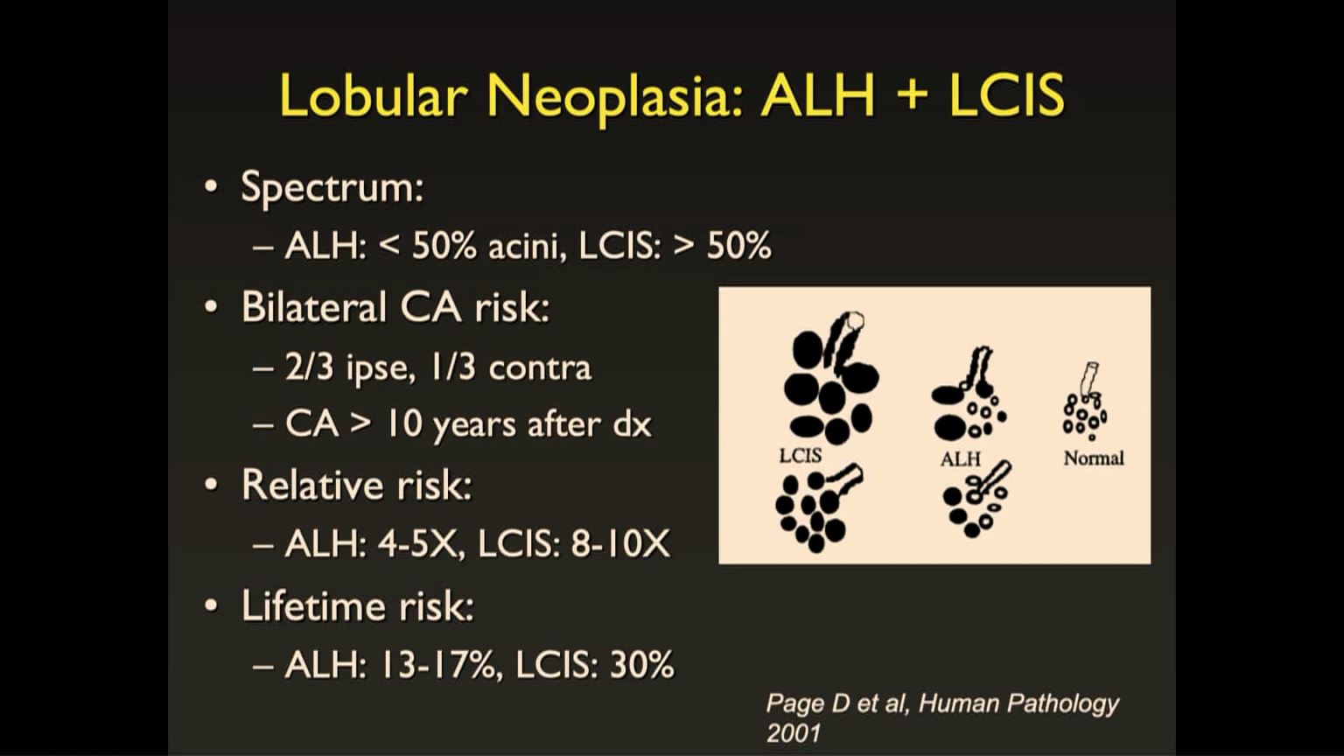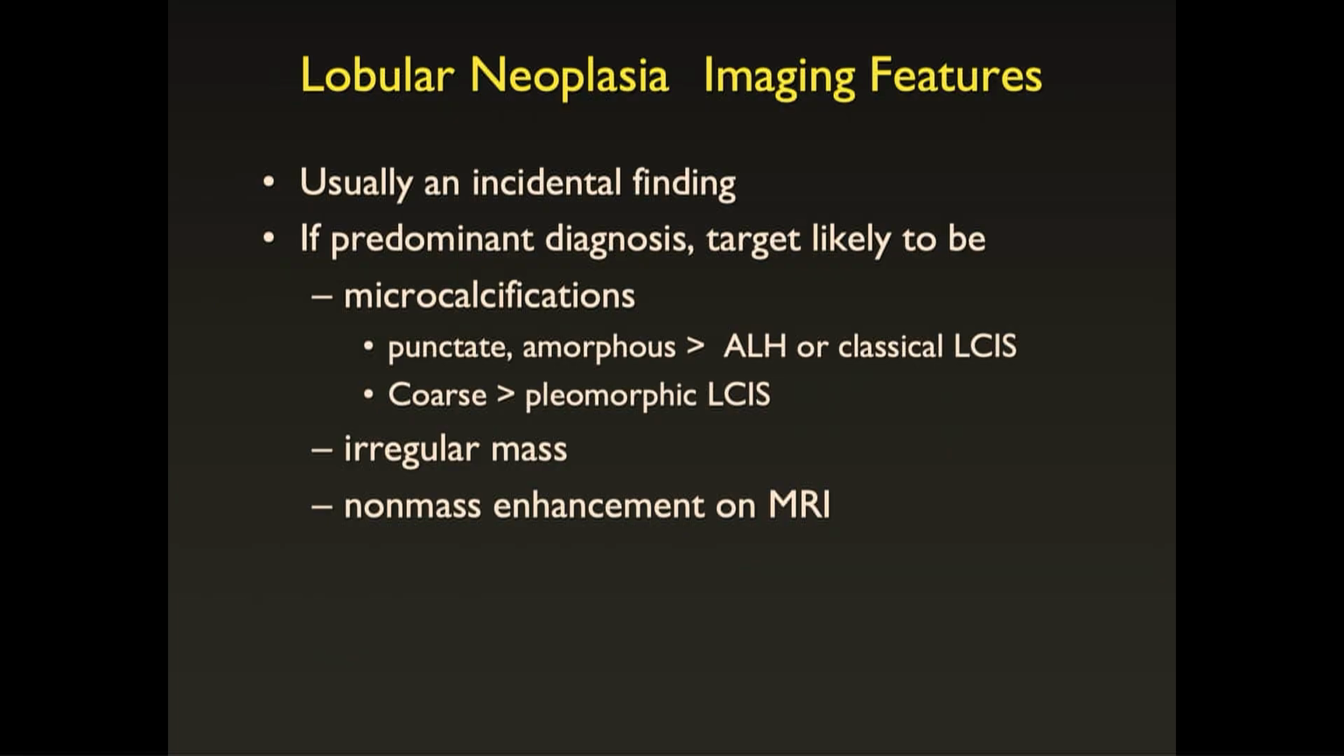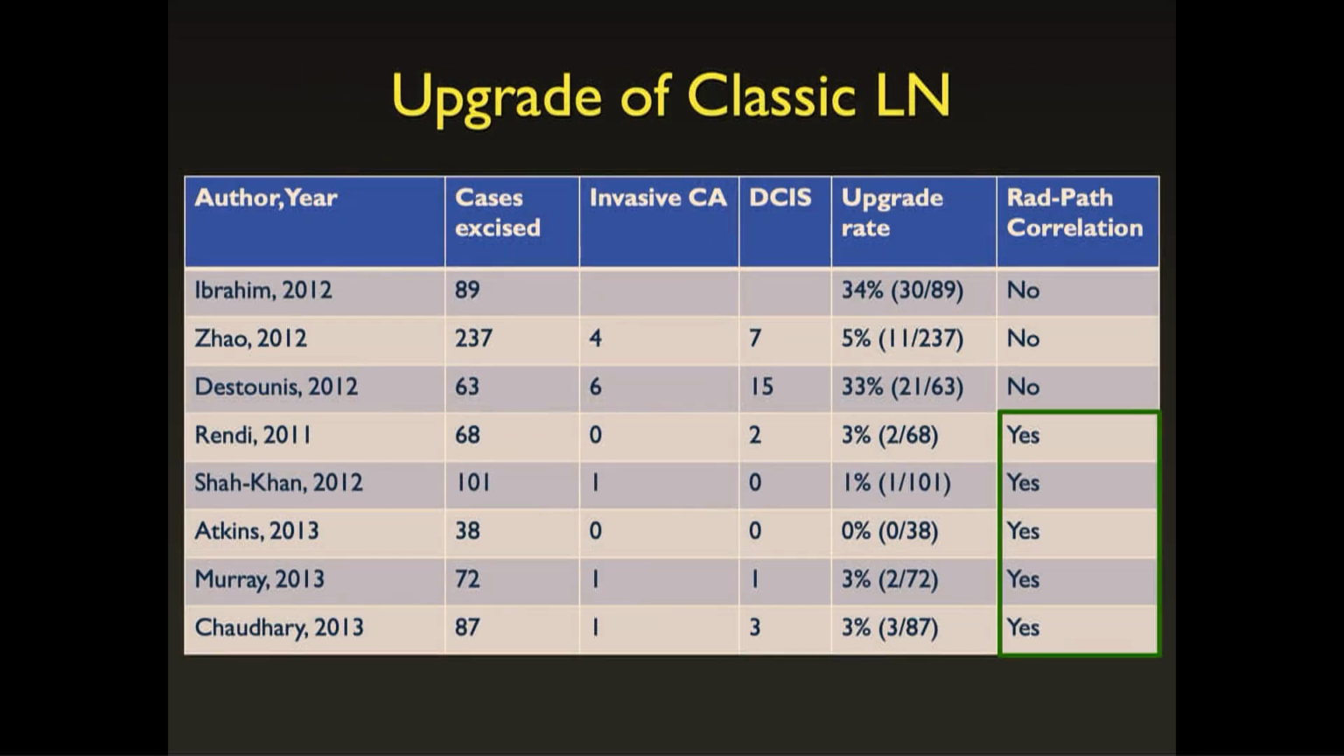Both are associated with an increased relative and lifetime risk of breast cancer, a stronger association with LCIS compared to ALH. Just like ADH and FEA, there are really no specific imaging features of lobular neoplasia. It's usually an incidental finding, often when we biopsy calcifications. When you look at the upgrade rate, again, it varies highly in the literature, 0% all the way up to 35%. But we have to do rad path correlation. And in the papers where they did do rad path correlation, the upgrade rate is much lower, at about 0 to 3%.